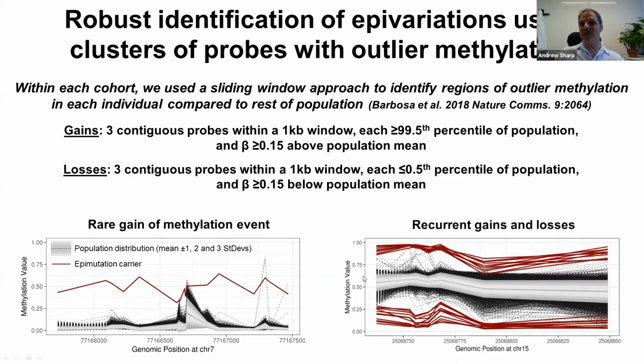Other kinds of changes we see are things like this, where we have recurrent gain and loss at a single locus. Here we have about 10 or 15 individuals with gains, and 10 or 15 individuals with losses.